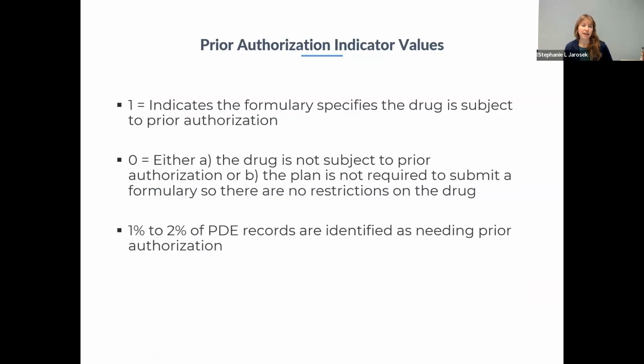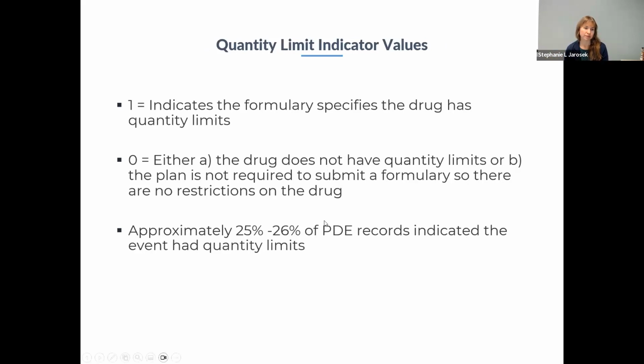Then there are prior authorization indicators, and those will say whether the drug is subject to prior authorization or not. If it's 0, however, it could either be that the drug is not subject to prior authorization, or the plan is not required to submit a formulary. Sometimes you'll see 0, 1, 9 if the plan wasn't required to submit, but in this case, they're lumped in with the 0. So just be aware of that. But it does mean that there's no restriction on the drug. And about 1 to 2% of PDE records are identified as needing prior authorization.